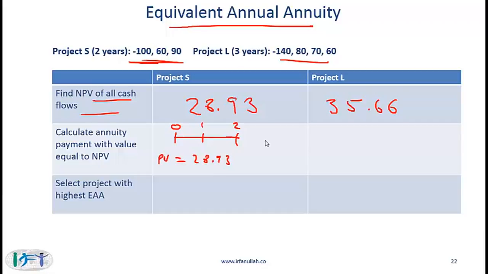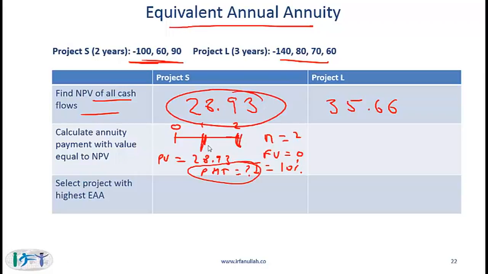28.93, you plug in n is equal to 2, FV is equal to 0, interest rate is equal to 10%, and then you compute the payment. That payment is the annuity amount over here and here that is equivalent to this NPV, and the number you should get is 16.66.